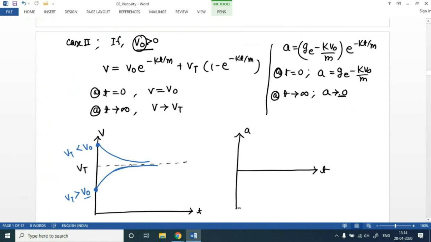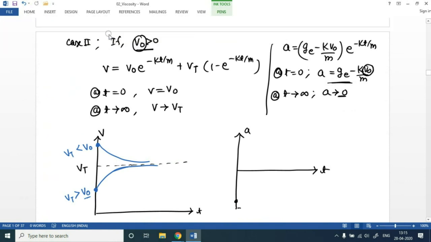Depending upon whether the value of v naught is greater or less than vt, the initial acceleration would be either positive or negative. Positive acceleration simply means that the acceleration is in the direction of velocity, so speed is increasing. And negative acceleration means the direction of acceleration is opposite to velocity, so speed is decreasing. So the first case: v naught is greater than vt.